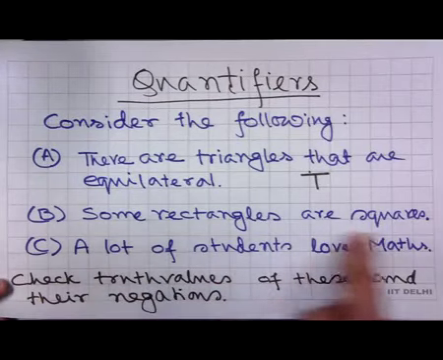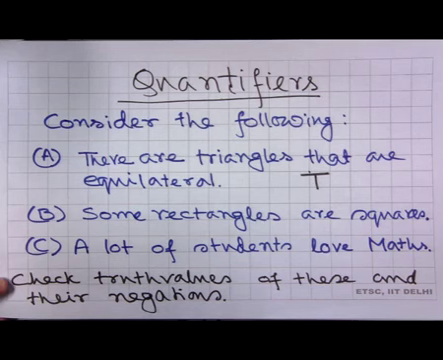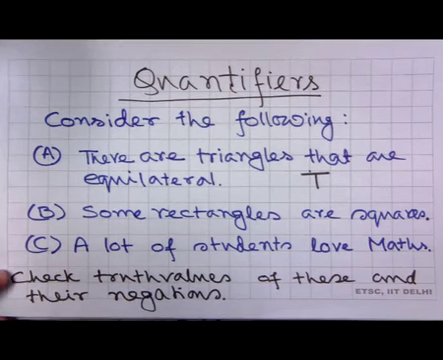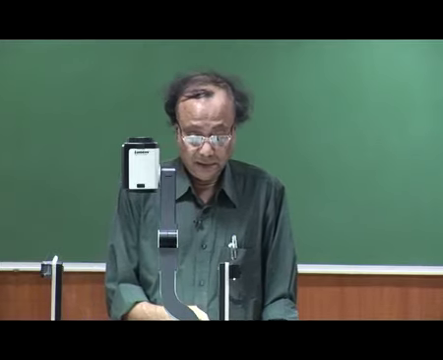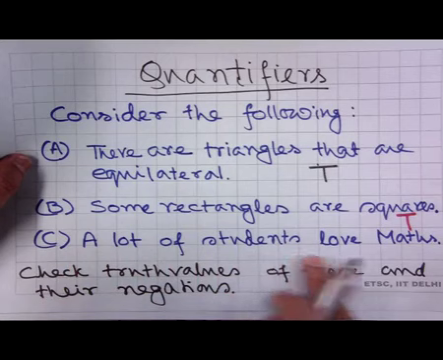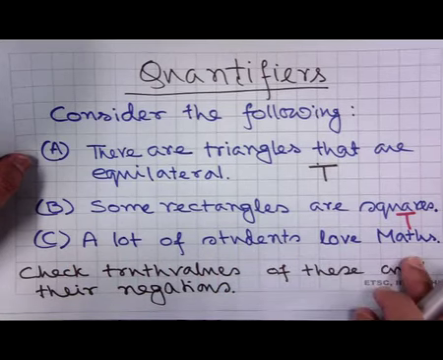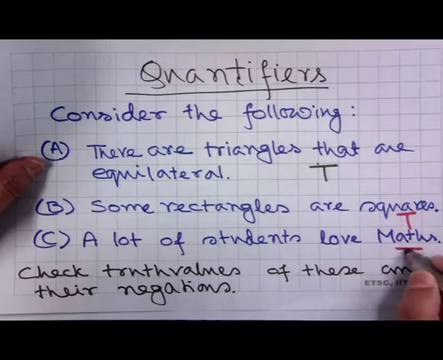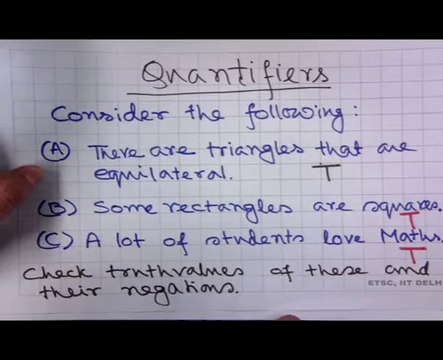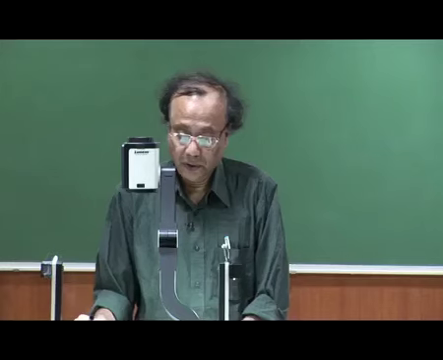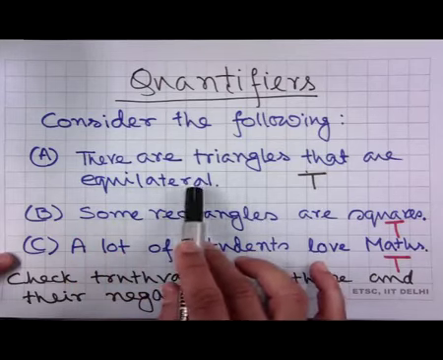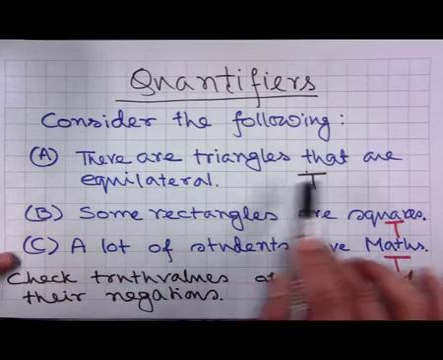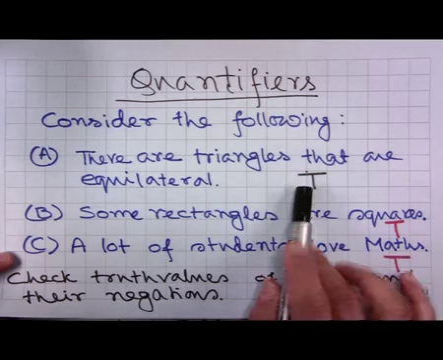Let us look at this statement: some rectangles are squares. Is it true? It is true. Some rectangles are squares. Statement C: a lot of students love maths. Is it true? Yes. Then what is going to be its negation? So, let us look at how we interpret the negations of these sentences.